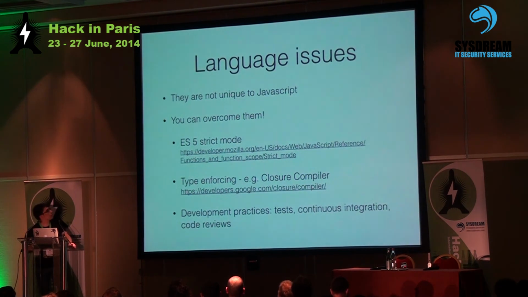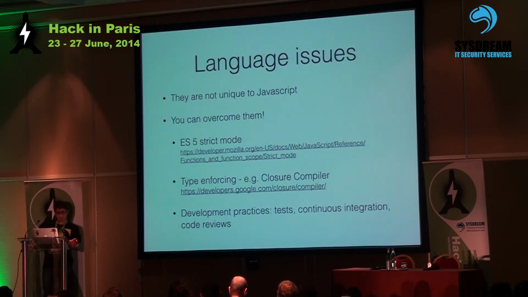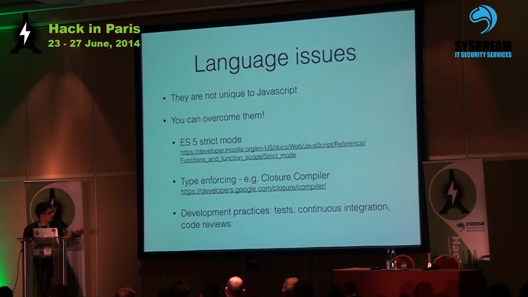I would argue that the language issues I have just described are not unique to JavaScript at all, even in crypto. And you can overcome them. You can overcome them by, for example, using the ECMAScript 5 strict mode. You can use type enforcing by using certain JavaScript compilers which do checking during the compilation step of building the software. And obviously the development practices are pretty important in avoiding these types of vulnerabilities.